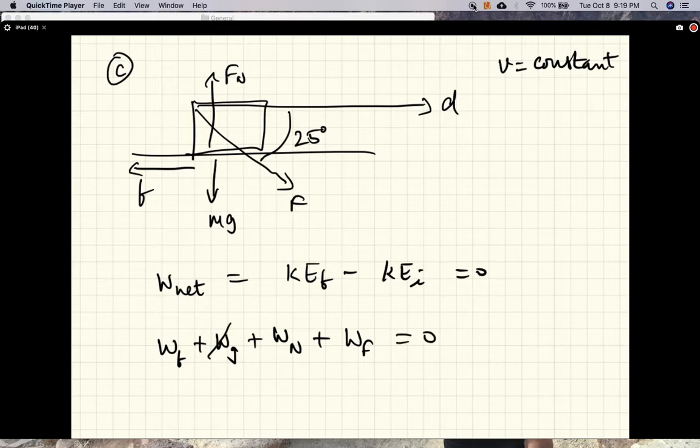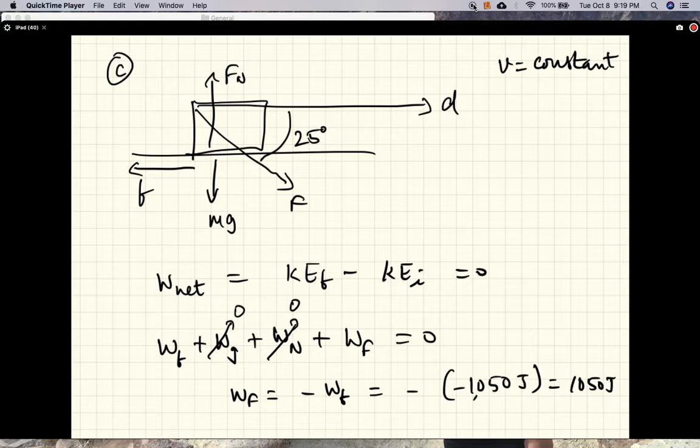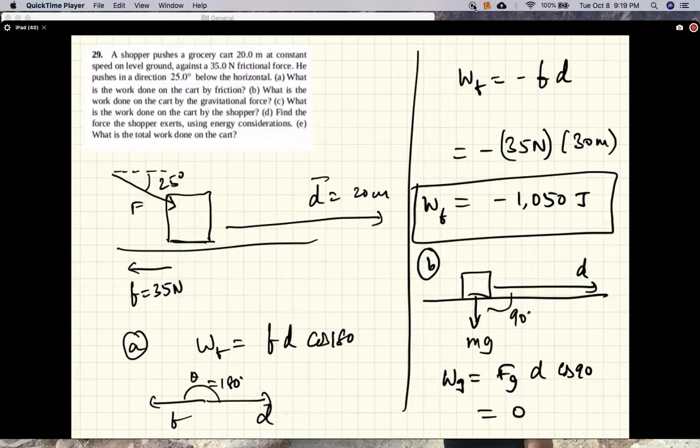Now we saw that the work done by gravity is 0 because this force is perpendicular to the displacement. The normal force is also perpendicular to the displacement, so the work done by the normal force is also 0. So the work done by the shopper is equal to the negative of the work done by the friction force, which is 1050 joules.